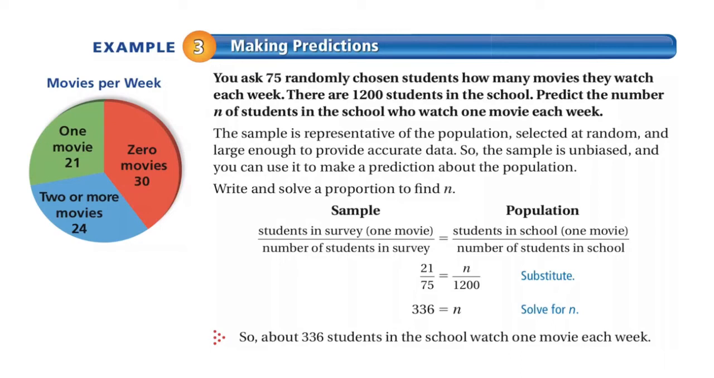Now we just set up a proportion. In the sample, we have students in the survey for one movie over the number of students in the survey. So 21 who watch one movie over 75 total students. For population, we have N number of students in the school who watch one movie over the entire population of the school. We solve this proportion to get our answer.